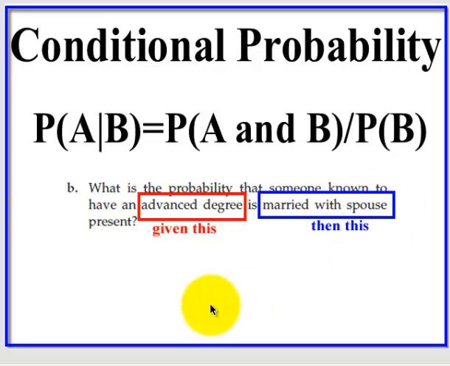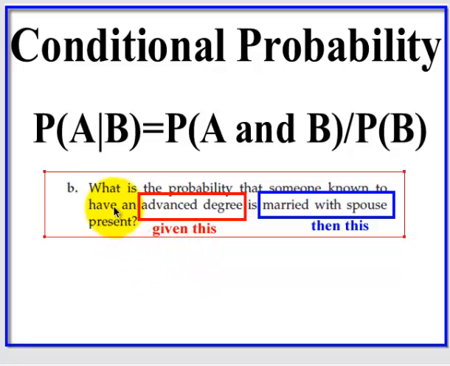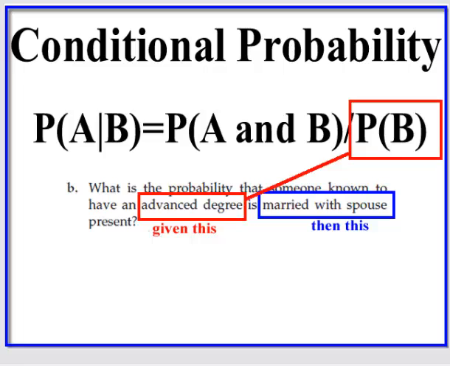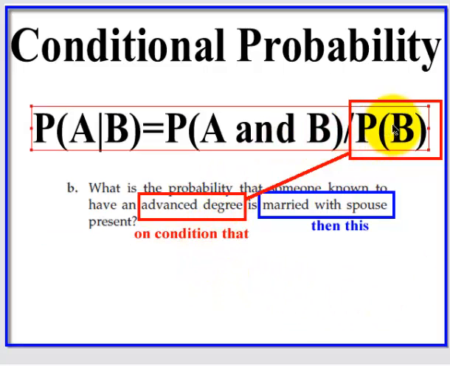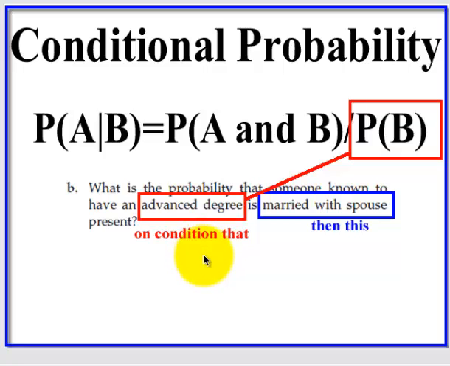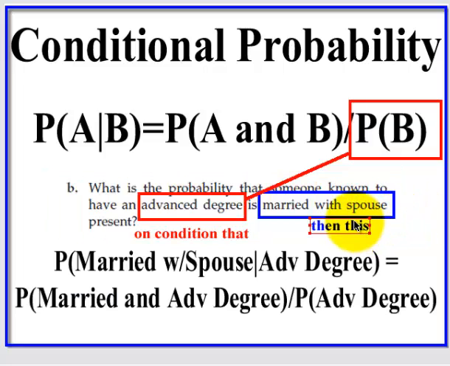And this is what we used to call given. So the given first has to have an advanced degree. Okay? So that would make it your probability of B. But we used to call it on condition that probability B, in other words, on condition that the advanced degree is in place first, then the other one becomes automatically probability of A. So this is how you write this up.